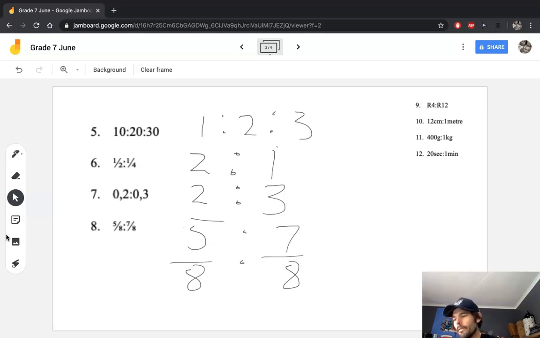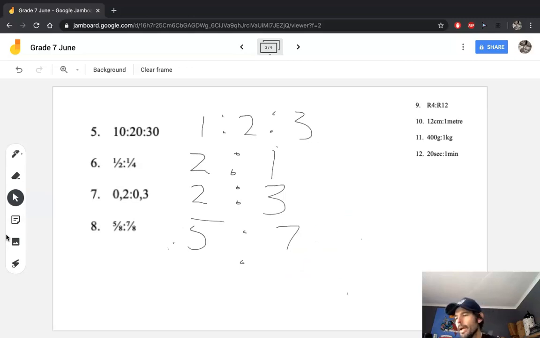So if I show you that 8 over 1 times 5 over 8, the 8's cancel out. So all I'm left with there is 5 now. Okay, and if I do the same to the other side, multiply by 8 over 1, the 8's cancel out. And all I'm left with there is 7. So my simplified ratio there is 5 is to 7.